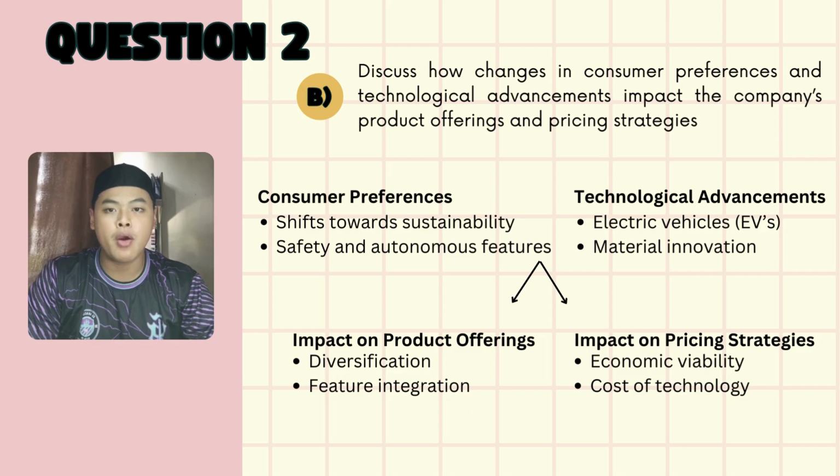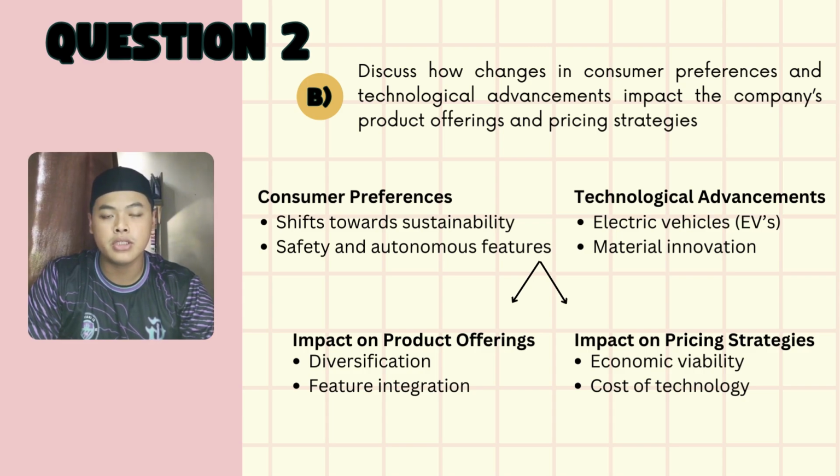Hence, what is the impact on product offerings and pricing strategies? So, impact on product offerings. For the first one is diversification. Proton might expand its product range to include more electric or hybrid vehicles alongside traditional internal combustion engine models. And for the next one is feature integration. Advanced safety, connectivity, and autonomous features will likely become standard or optional in new Proton models to meet consumer expectations.